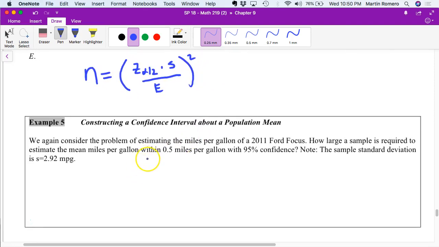So let's go ahead and consider that forward focus problem we worked on. How large a sample is required to estimate the mean miles per gallon within 0.5 miles per gallon with 95% confidence? In this case, S is the standard deviation, and so we just go ahead and plug in. 95% confidence means alpha equals 0.05, and the z alpha over 2 that we need is 1.96. That's given. We have that from a previous lecture.